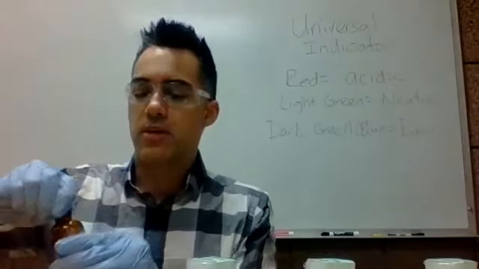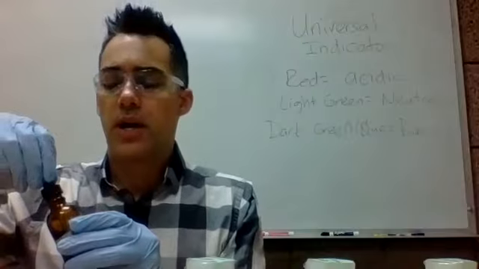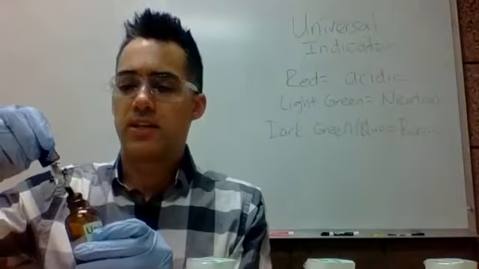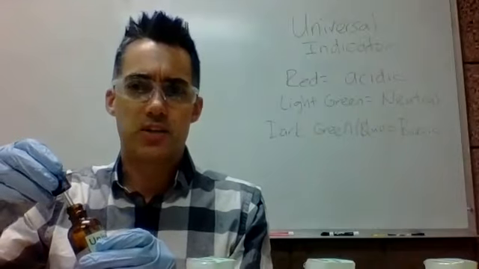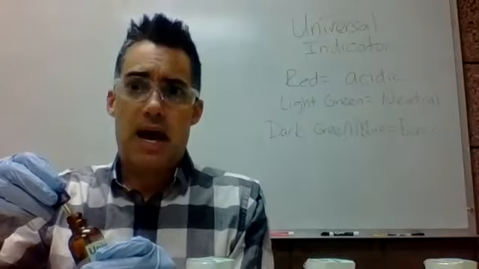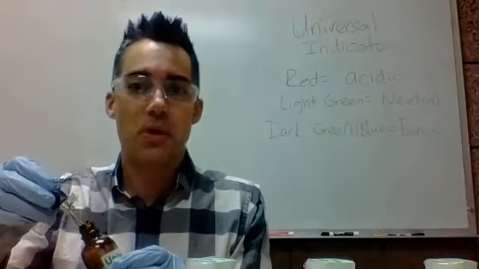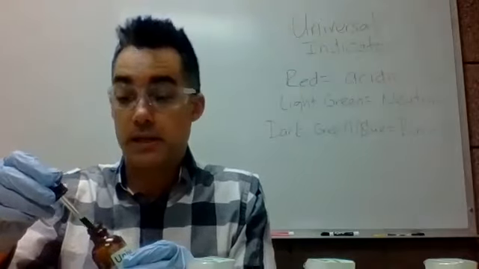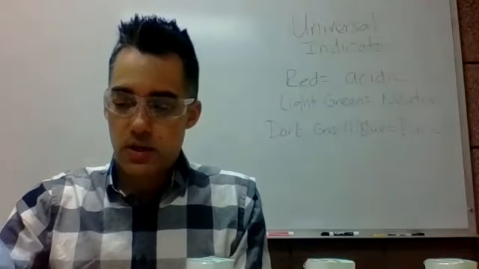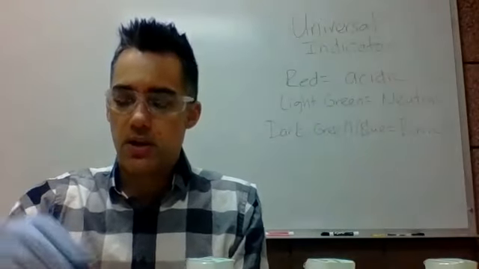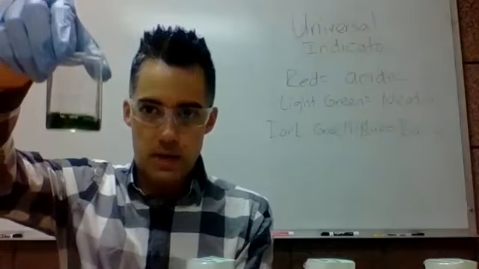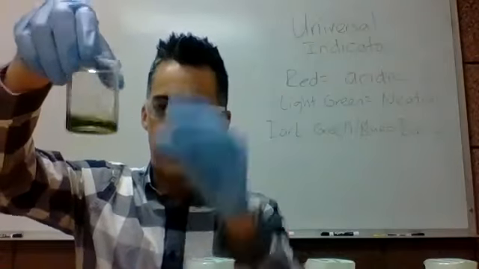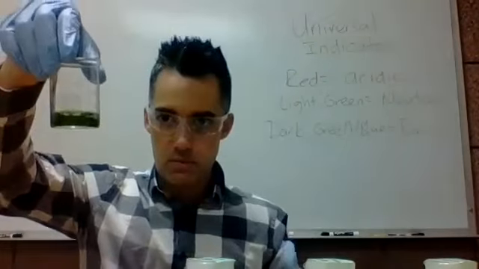Now, one thing I'll say about this universal indicator is that when I took it from the bottle, it said the expiration date was October of 1998. I have no idea how well this is going to work considering it's that old. I mean, it expired before many of you were even born, but let's hope for the best. So I add a little bit of universal indicator to the DI water, and what we see is a solution that is kind of light green in color, right? Water is neutral.